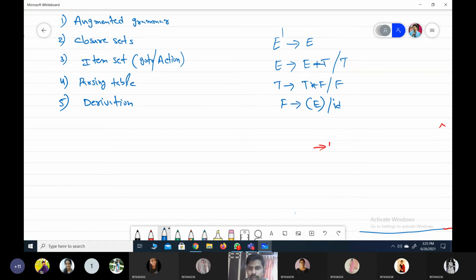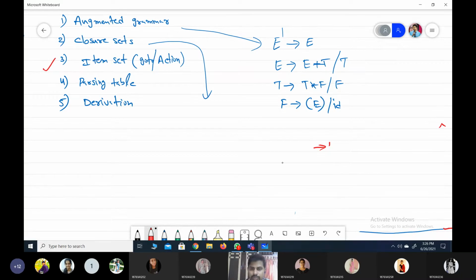Yes, sir. So the first part, augmented grammar construction, is over. Then move on to the closure sets. When you are identifying a closure set, in the construction of item sets, most of the times we are using closure properties only. In this construction, your task is to move the dot towards the extreme right side position.